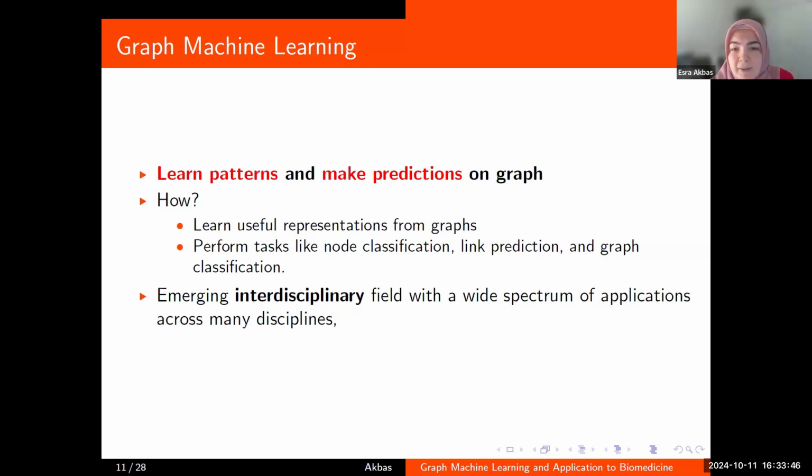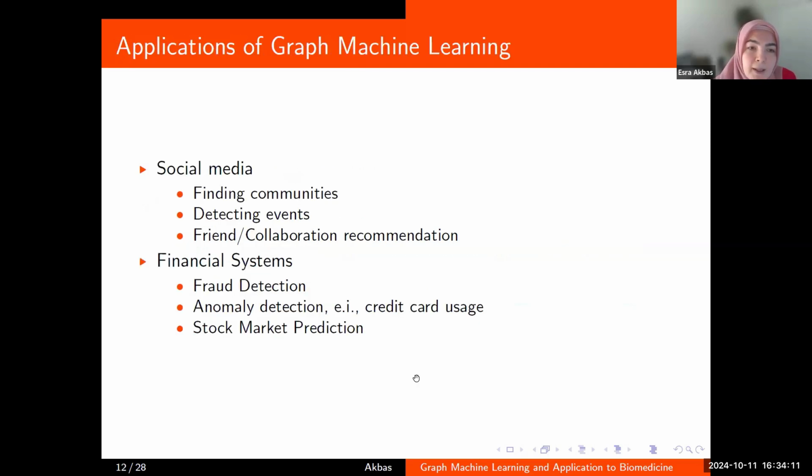We represent them in a vector space, and then we use these representations for different tasks, like node classification, where we try to predict labels for the nodes. We try to predict new links, new connections, or even, if we have many graphs, we can classify them. So this is a very emerging interdisciplinary field with a wide spectrum of applications. Like in social media, we can find communities. If we want to organize an event, who do we need to invite?